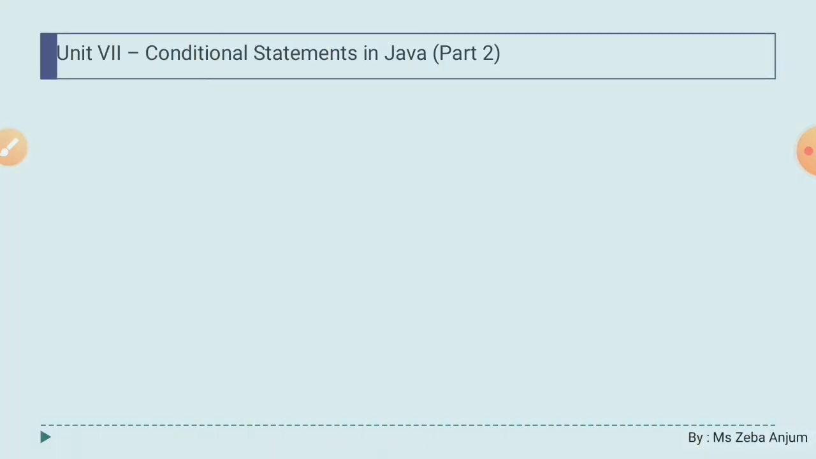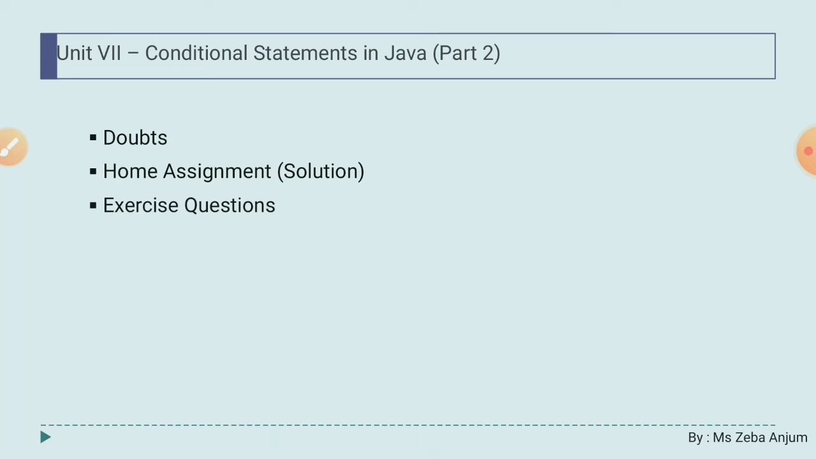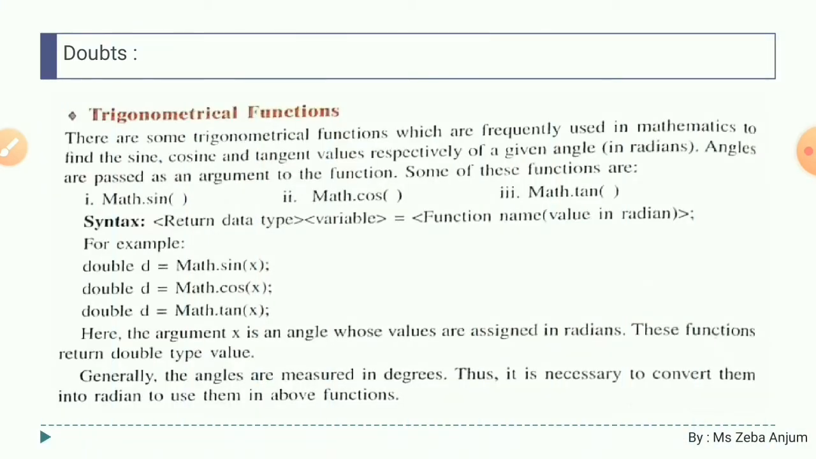See, we are having the unit Conditional Statements in Java, and we are going to discuss firstly a doubt. One student was having a doubt in the previous chapter. Firstly, we are going to discuss that thing. Then afterwards, I'm going to give you the solution of your home assignment from the previous video. And then at the last, we are going to discuss your exercise question of the same chapter. So now let us start with this one.